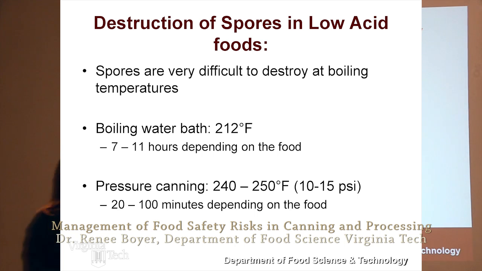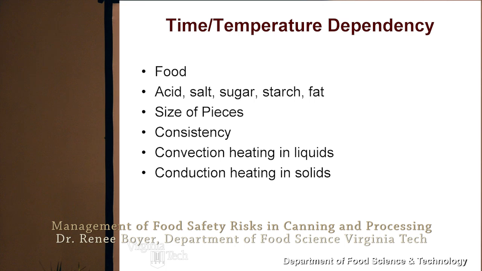The process by which you process your foods is all dependent on the type of food, whether it's acidic, salt, sugar, starch, fat, like what are the components of the food, the size of the pieces that you're packing. So if you pack whole tomatoes versus diced tomatoes, that process is going to be different. The consistency of the product.